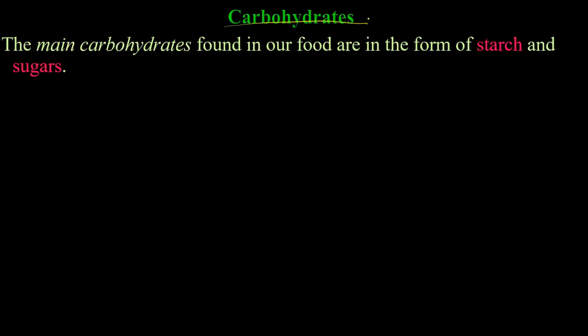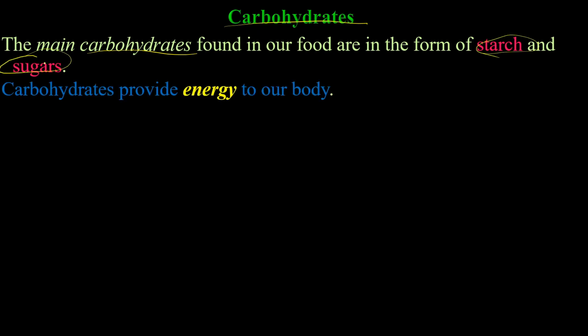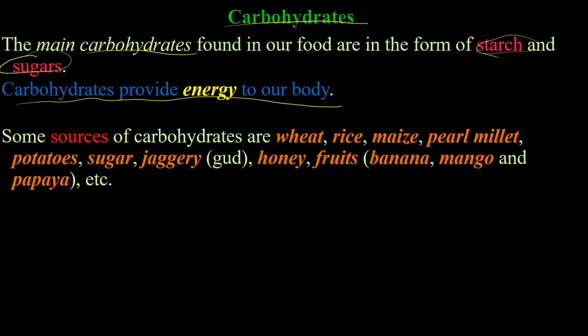Carbohydrates. The main carbohydrates found in our food are in the form of starch and sugars. Carbohydrates provide energy to our body. Some sources of carbohydrates are wheat, rice, maize, pearl millet, potatoes, sugar, jaggery, which is also known as gur in Hindi, honey, fruits, banana, mango, and papaya.